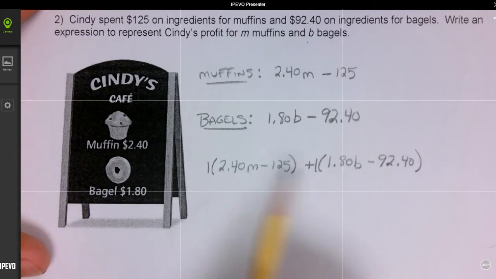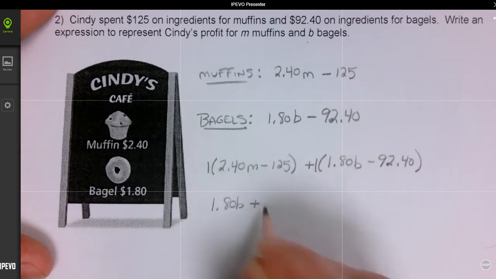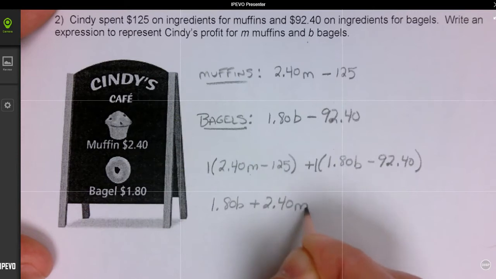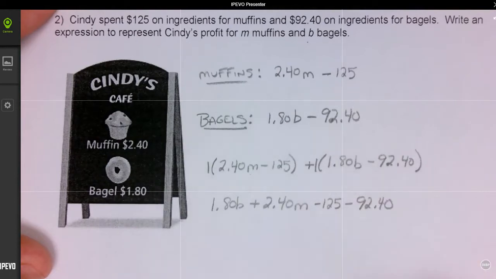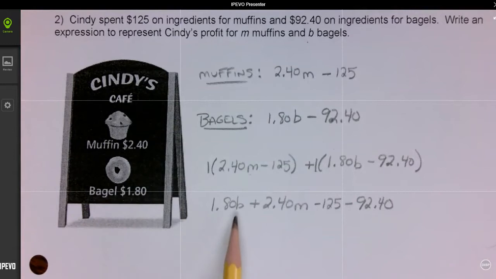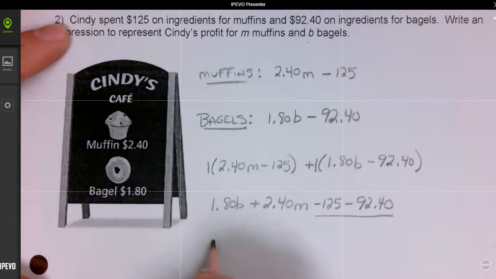All right, I've got muffins, I've got bagels. Alphabetically, B comes before the M. So I'm going to start with $1.80 B plus $2.40 M. And now my constants will go at the end, minus 125 minus $92.40. Okay, well, with my variable terms, these are not similar. Bagels and muffins are not similar, so I can't combine these, but I can combine my constants down here at the end. So I'm going to have $1.80 B plus $2.40 M.